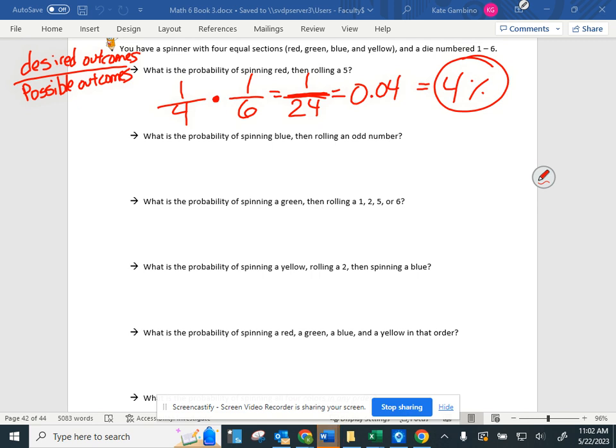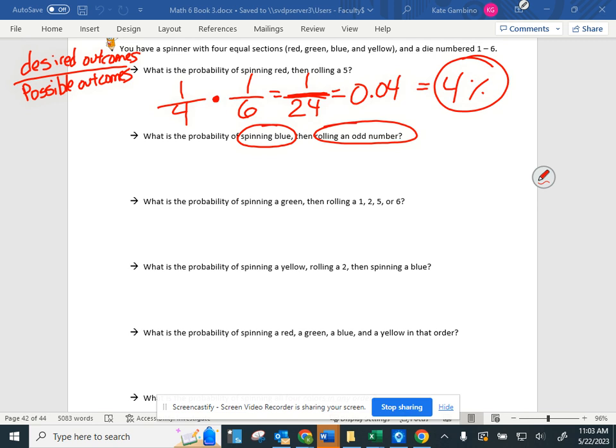Does that make sense, how we do these? You figure out what events you have. So we have a probability of spinning a blue and then rolling an odd number. So you have to ask yourself, how many blues are there? How many odd numbers are there? Yeah. 1, 3, 5 are odd numbers.